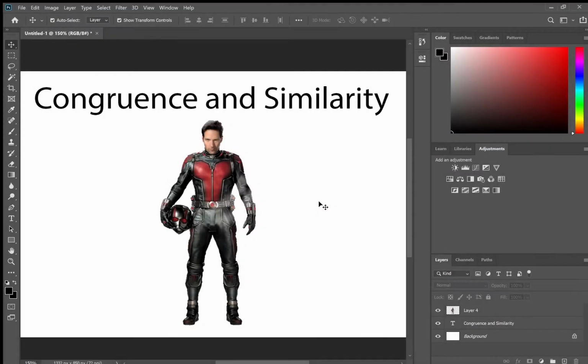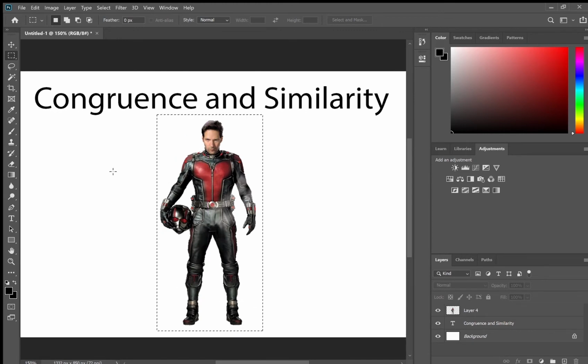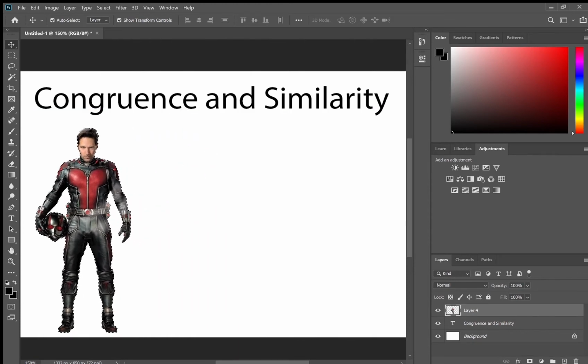In today's video lecture, we're going to do a bit of review on congruence and similarity. So here's Ant-Man, of course, played by Paul Rudd, and you'll notice that he can be moved around. So if I select Ant-Man here, and I move him around, you'll notice that he's still the same guy.